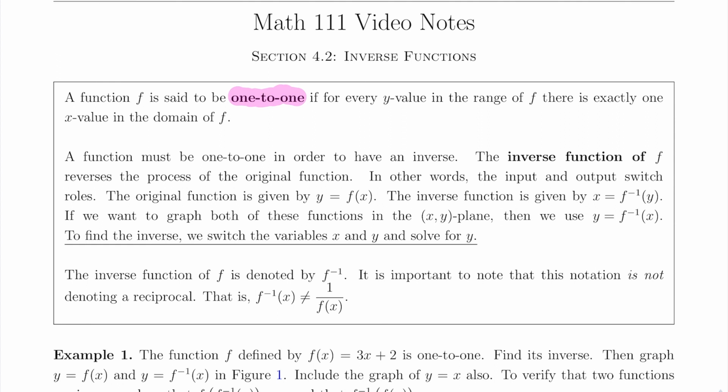So now, equipped with that, we can say that a function must be one-to-one in order to have an inverse, because the inverse function of a function f reverses the process of the original function. So that means the input and the output switch roles. What before was the input is now the output, and what was before the output will now be the input. And we can only do that if we have clarity that the pair belongs together. So one input, one output, and vice versa, else this will not be possible.